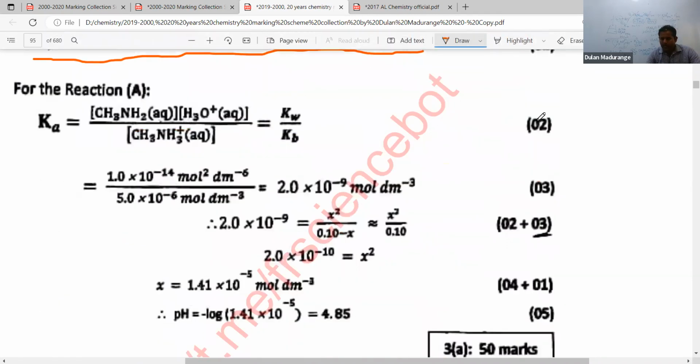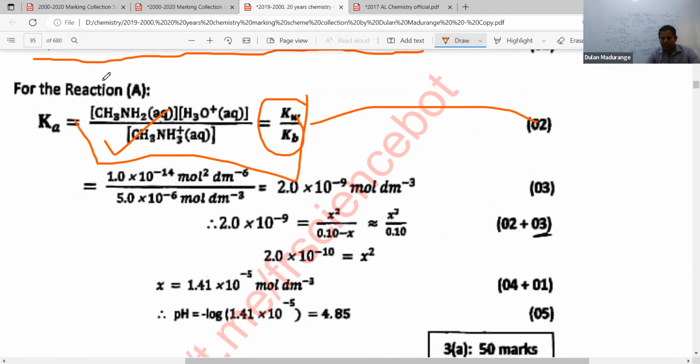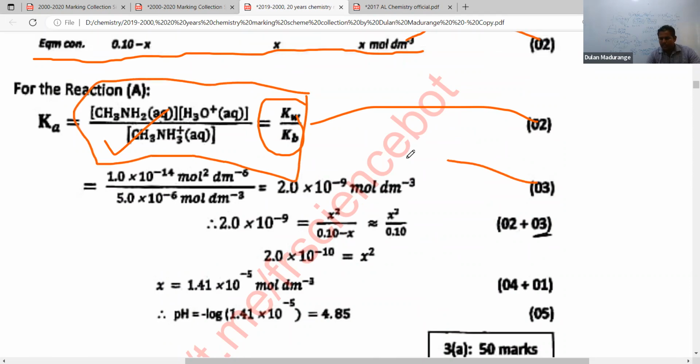Then you have to write the Ka expression. Ka is equal to Kw over Kb, and for the correct expression for Ka you get 2 marks. Then 3 marks for the substitution. Substitute and the Ka value comes.